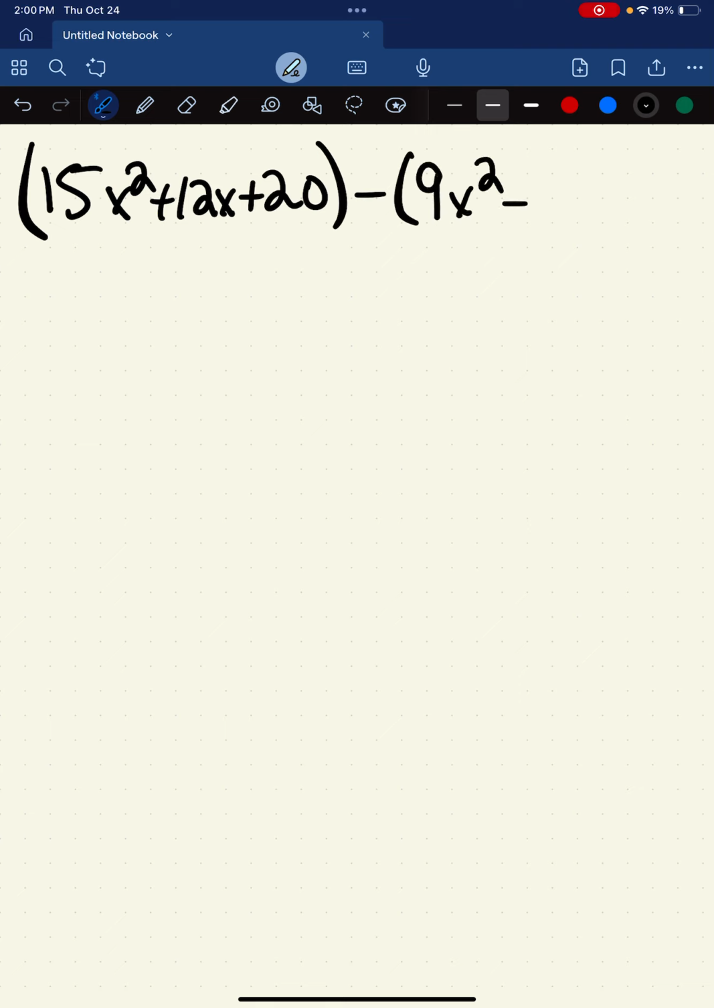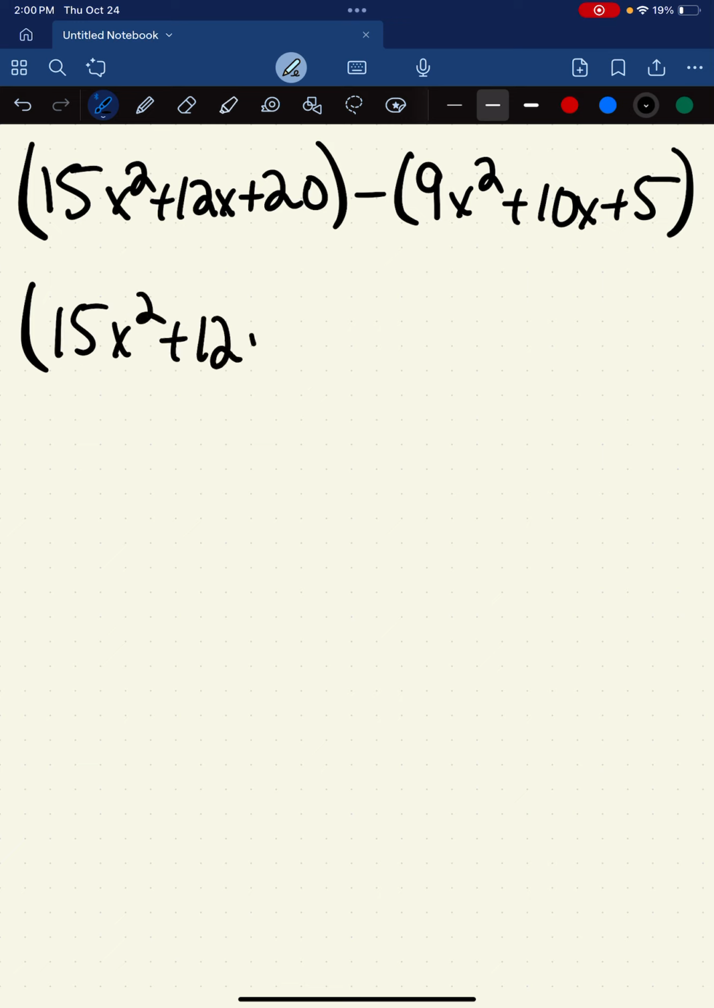Okay, let's do another one, but this time with subtraction. It's going to work just like you would expect. 15x squared plus 12x plus 20 is our first polynomial. Our second polynomial is going to be 9x squared plus 10x plus 5. Okay, first thing we're going to do is distribute that minus sign.